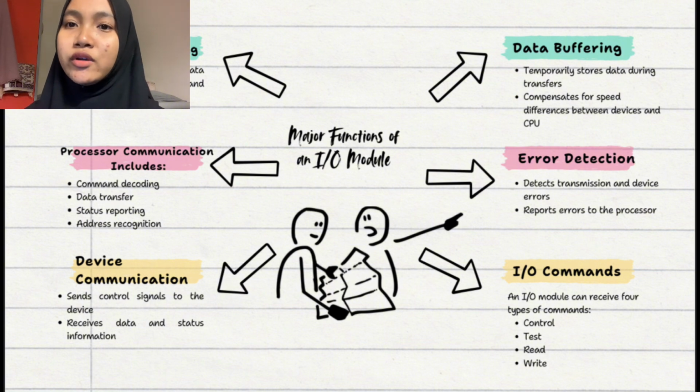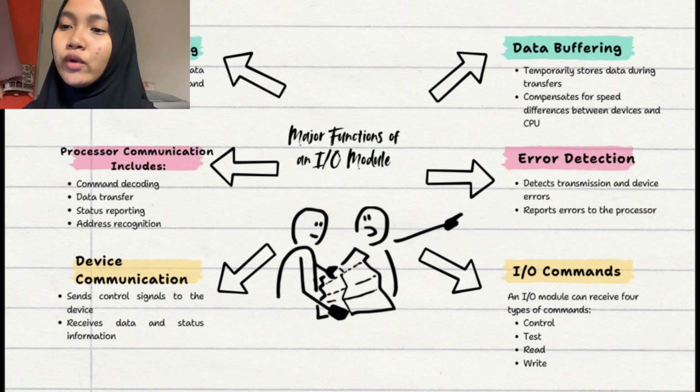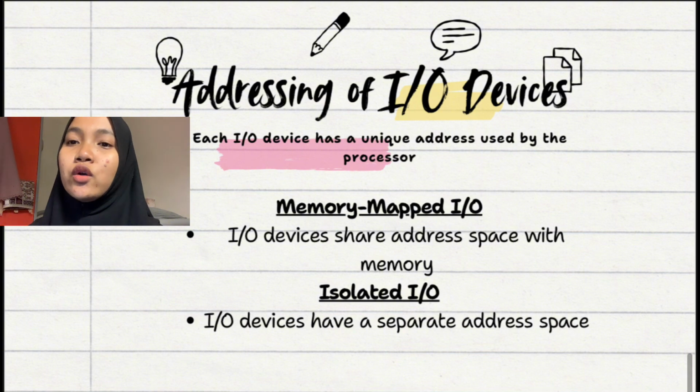We have data buffering too, which temporarily stores data during transfer and compensates for speed differences between devices and the CPU. We have error detection, which detects transmission and device errors and reports errors to the processor. And here we have I/O commands. An I/O module can receive four types of command: control, test, read, and write.